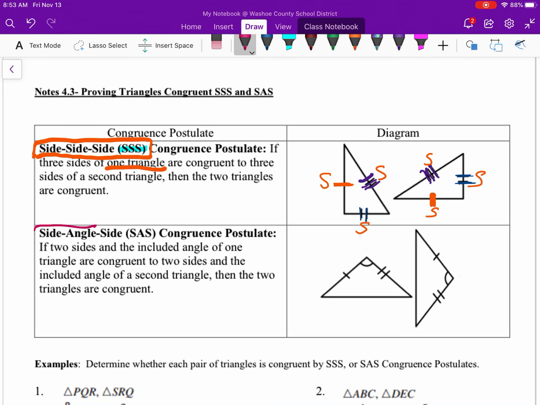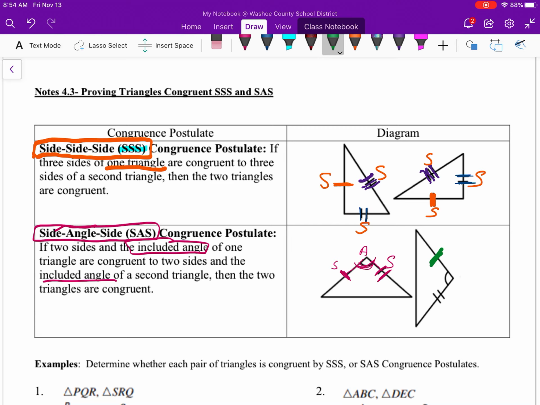Okay. The second option here is the side-angle-side. In this one, I'm going to need an angle. It needs to be the included angle. So if two sides and the included angle of one triangle are congruent to two sides and the included angle of a second triangle, then these are congruent. Here's what I mean by included. I have a side, and if you're walking along this triangle, then you have an angle. So you start off with a side, and then you keep walking along the triangle, and then you have a side. So the angle is sandwiched between the two sides. Okay, that's why it's side, angle, side.